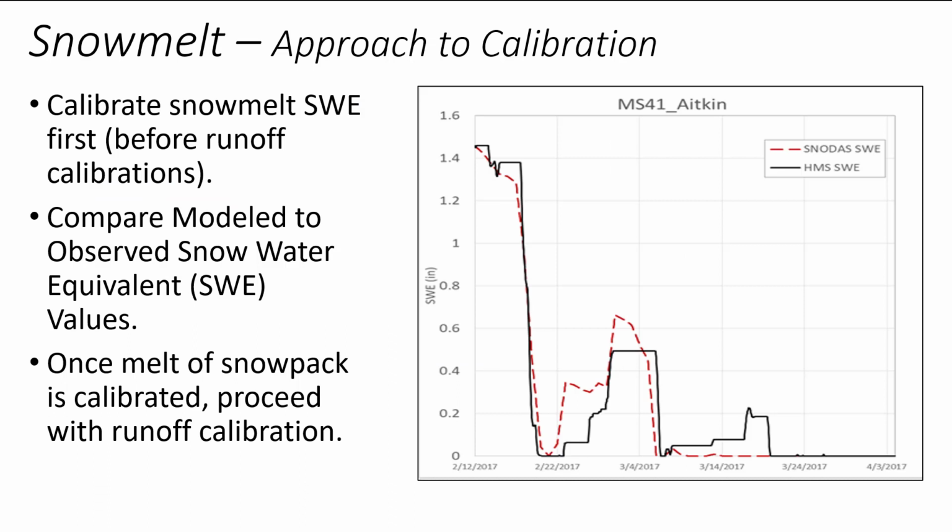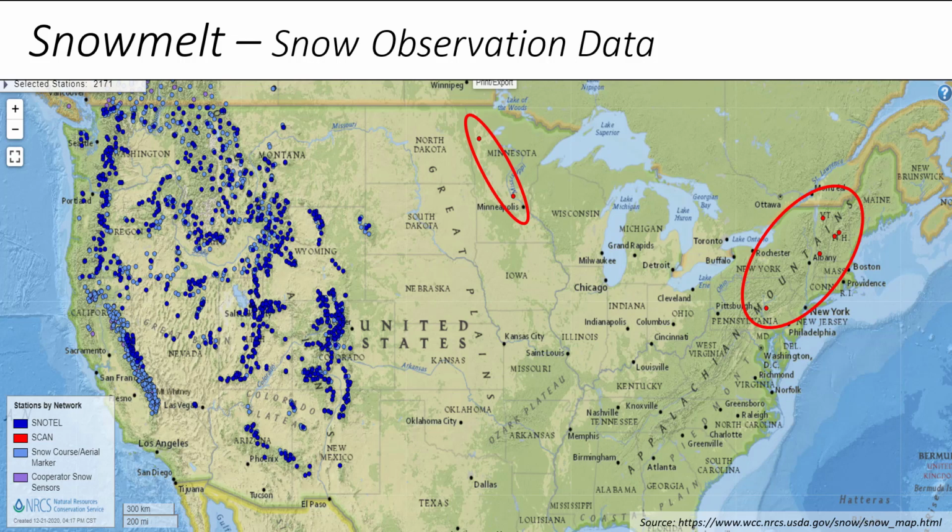When modeling snowmelt within HMS, you must first calibrate the melting of the snow component. To do this, we consider the snow water equivalent, the SWE, within the model and calibrate the modeled SWE to closely mirror the actual observed SWE. Once the snowpack is melting similarly to the observed data, you can proceed with the runoff calibration to complete the event. So where can you find observed snow data?